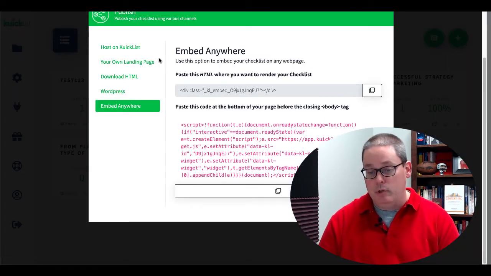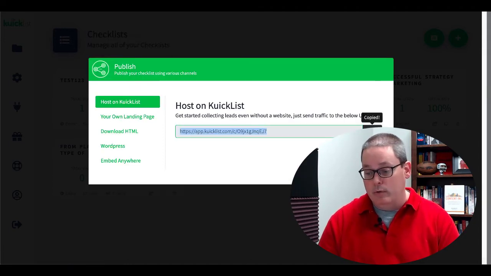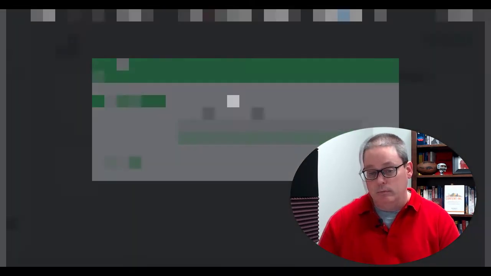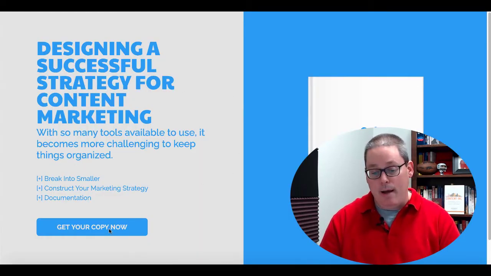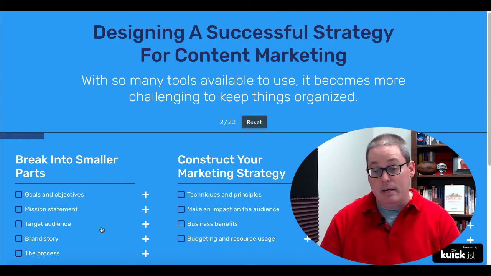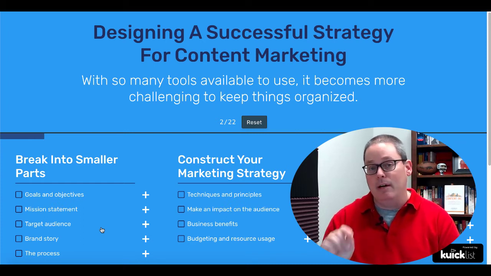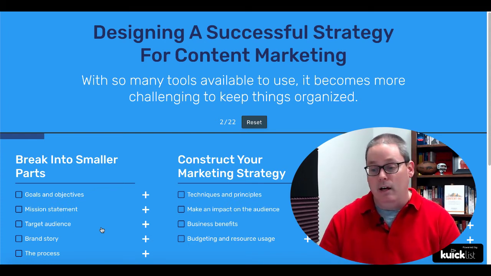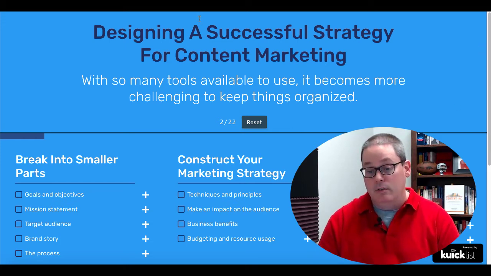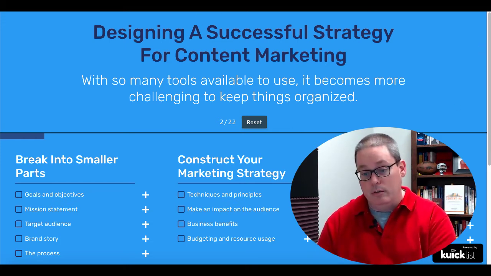So again, you go to publish right here and it's hosted on Kuicklist. You simply just copy that to your clipboard, open a new tab, paste that in, and you're going to see right there, if you want to get a copy, you would just click on get your copy now, and you see something that just happened right there. The reason this went straight in without giving me an opt-in form is because this app is going to cookie it and remember the fact that I already signed up on this page.